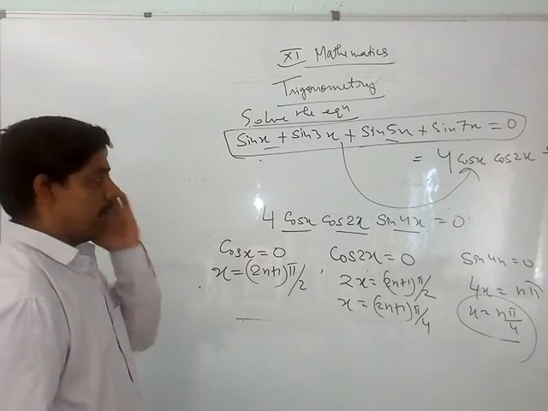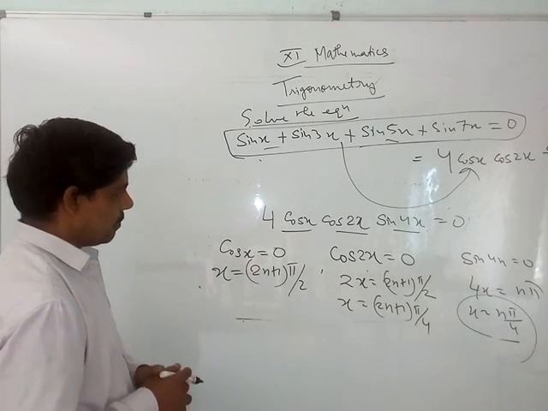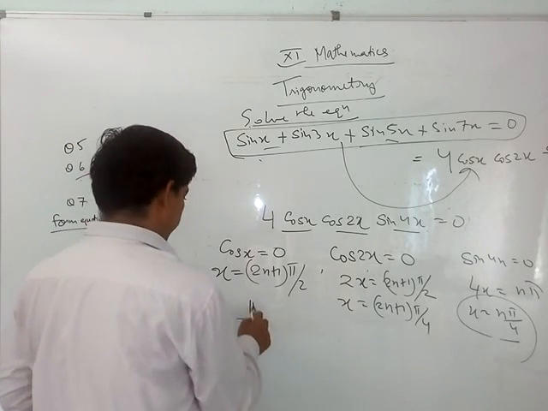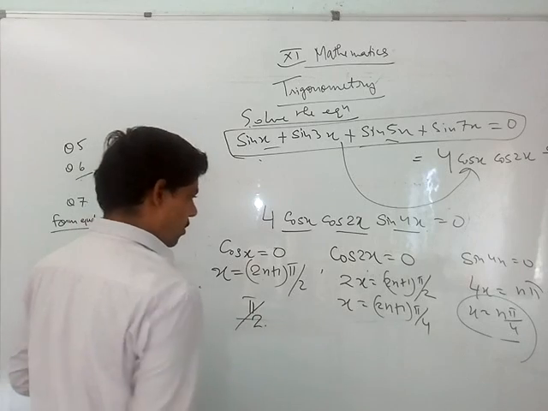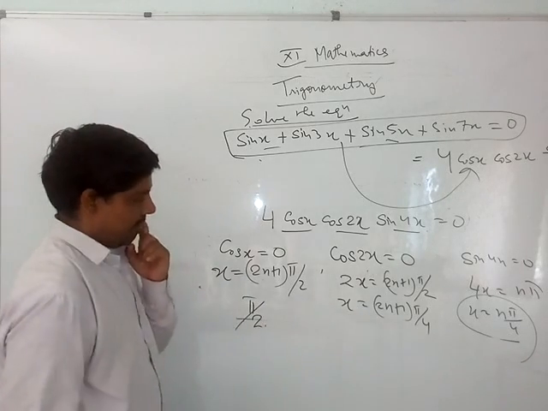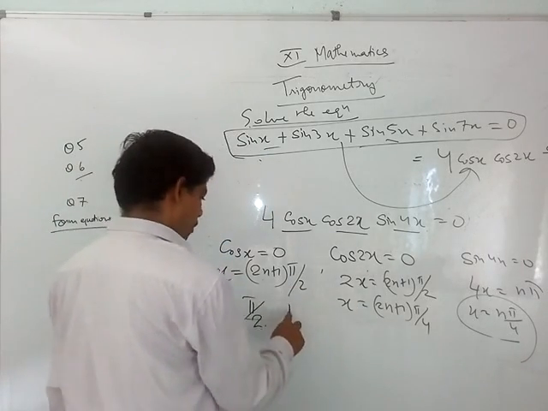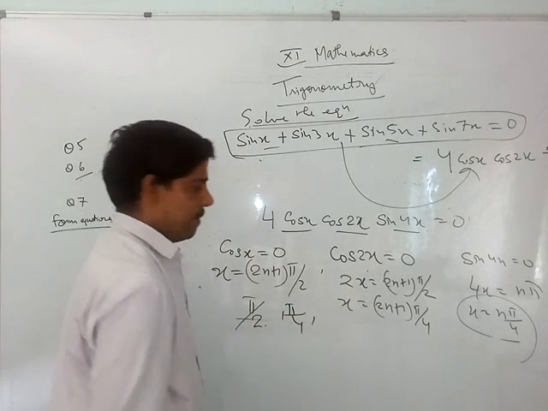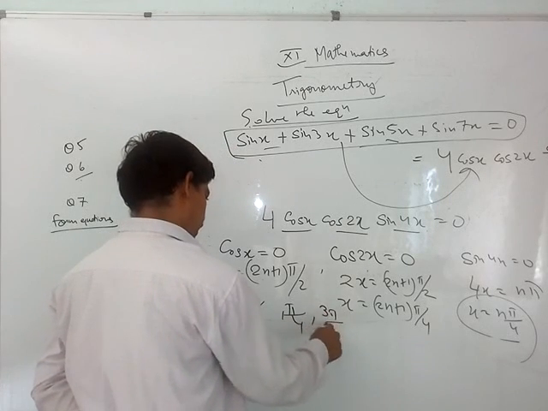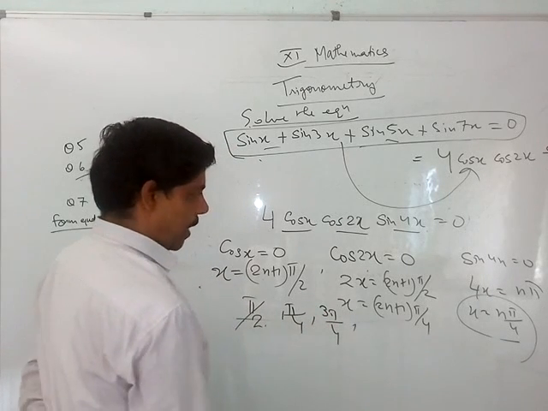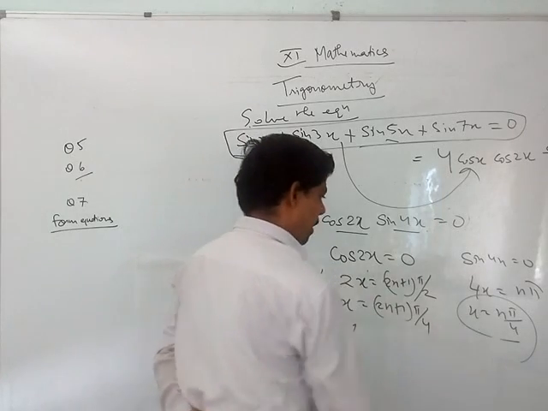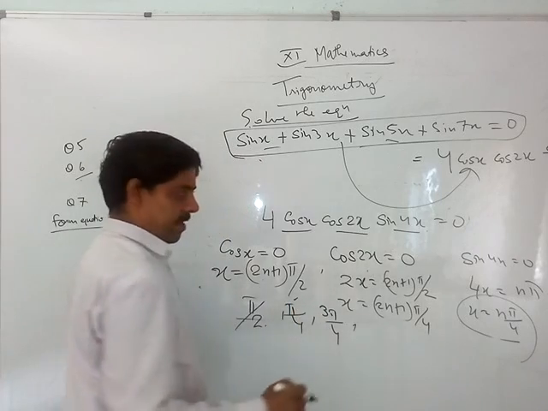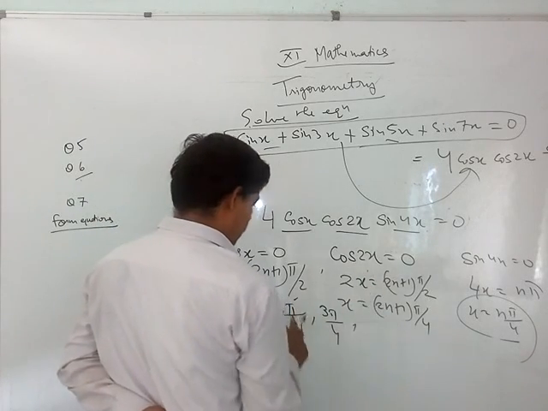And suppose you are asked to give the answers in 0 to pi. For the first one the answer will be only pi by 2. For the second one, if I take 0, I will get pi by 4. If I take 1, I will get 3 pi by 4 also. Between 0 to pi, for n pi by 4, if I take 1, I get pi by 4 which is already there. If I take 2, I get pi by 2 which is already there.